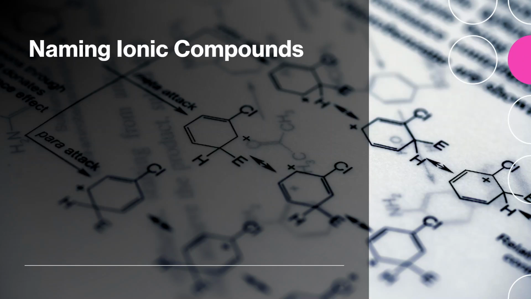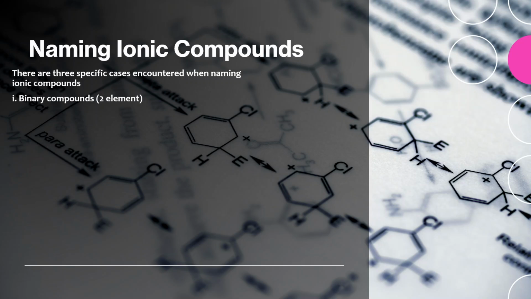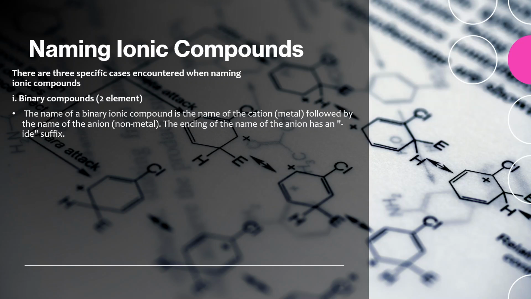So there are 3 scenarios we need to consider when we're naming ionic compounds. The first is just a binary compound, which has 2 elements, one metal and one nonmetal. When we're naming a binary ionic compound, we just give it the name of the metal as is. So if you have calcium, you're just going to write calcium. If you have zinc, you're just going to write zinc.